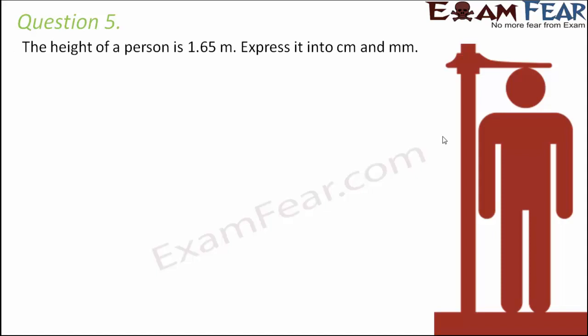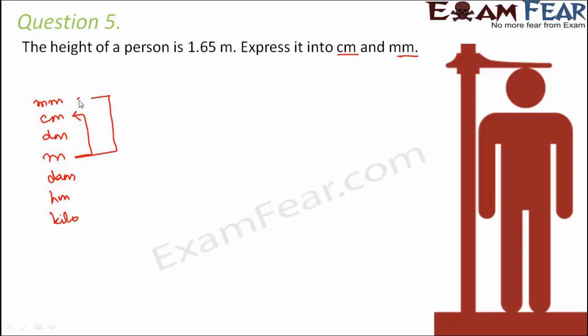Question number 5. The height of a person is 1.65 meters. Express it in centimeter and millimeter. So we have to convert meter to centimeter and then meter to millimeter. Let us write the table: milli, centi, deci, meter, deca, hecto, kilo. So we have to convert from meter to centimeter and again from meter to millimeter. These are the two conversions that we have to do.